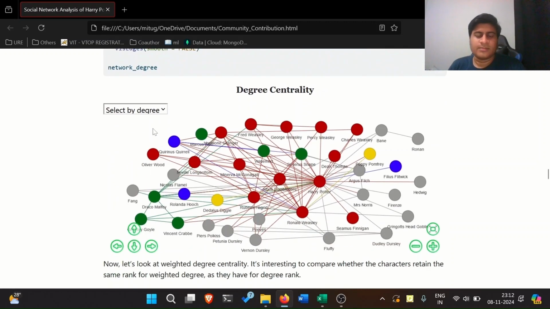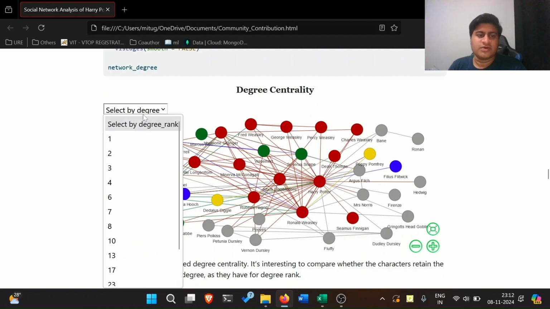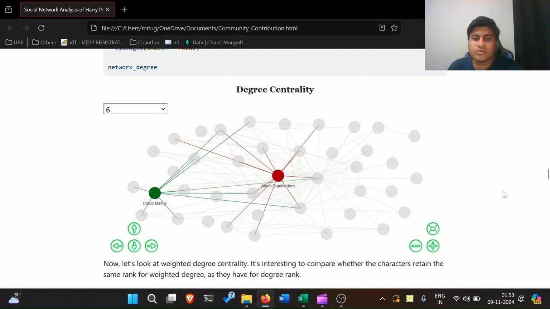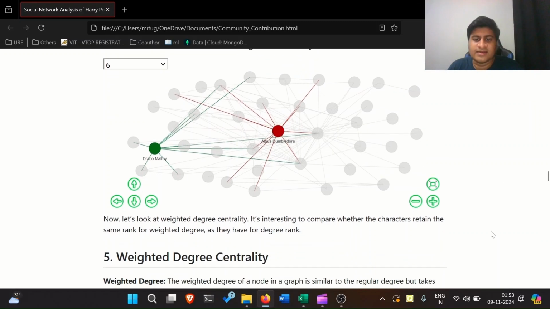Here it's ranked by the degree rank. So if I select a degree rank of 6, I see the characters that have the 6th highest degree in the network. So it's a match between Draco Malfoy and Albus Dumbledore. And when I hover over it, I can see the character and the degree. Please note that only the outgoing edges in this network are highlighted.